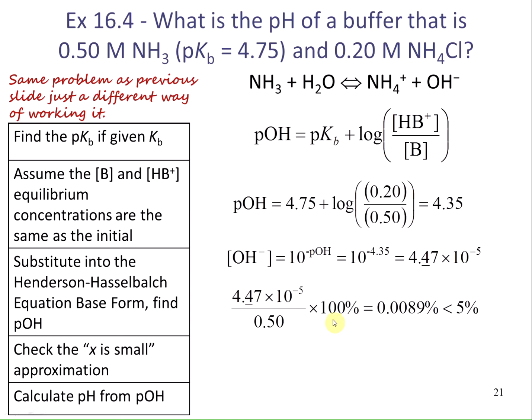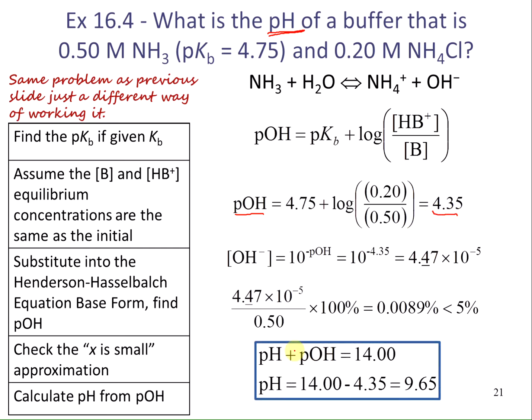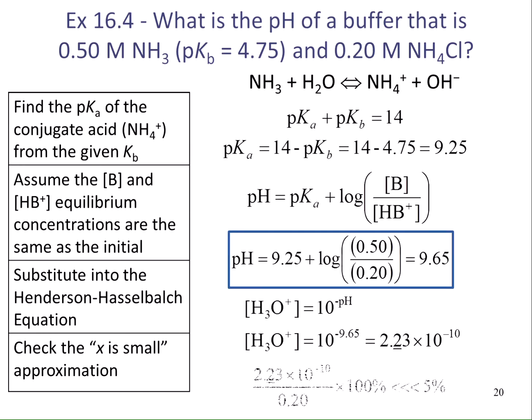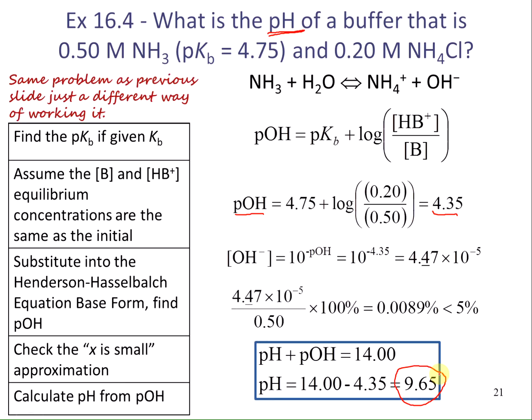But I also have to remember I'm not quite done, because in the problem they asked for the pH of the buffer, and so far I found the pOH. So if I take my pOH and subtract it from 14, 14 minus the pOH equals the pH, and I get a value of 9.65. Notice I got the exact same value as on the previous slide, working with the acid form of the Henderson-Hasselbalch equation. So both methods are valid, you just have to choose which one you prefer.